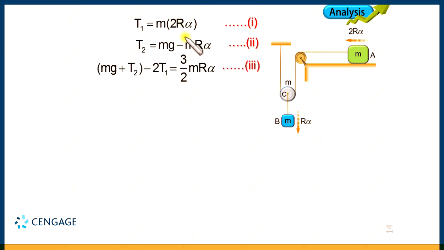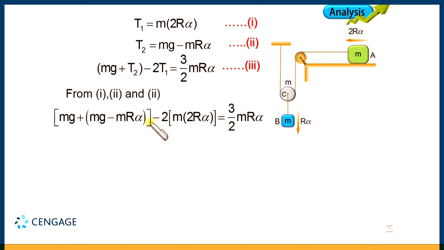Now let us solve these equations. We can substitute the value of T1 and T2 in this equation, like this. Let us substitute these values, and you can observe here that m, m, m and m also get cancelled. So, the final equation after solving will be this one, and from this we can find the value of R alpha.